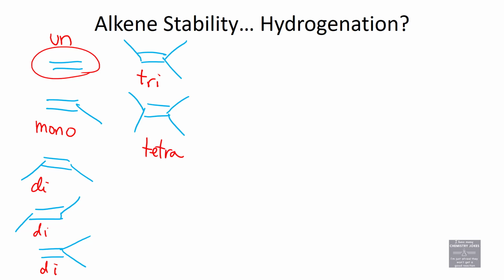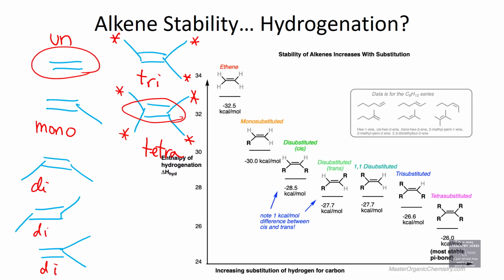What that's saying is how many groups that are not hydrogen are connected to the alkene. A tetrasubstituted has 4 groups that are not hydrogen connected to the alkene. A tri-substituted has 3 groups that are not hydrogen connected to the alkene. Okay, I have drawn these in order of stability. What? How do you know? Well, in order to measure stability, we can talk about heats of hydrogenation.